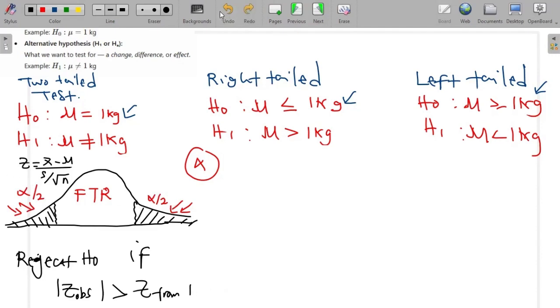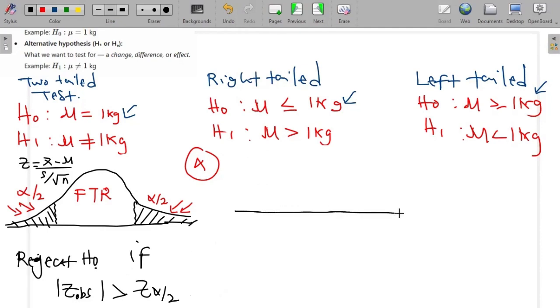So in short, sometimes we write it as Z alpha over 2. Okay, so if the modulus of the observed value that you calculate is greater than Z alpha over 2, then we're going to reject the null hypothesis. Okay, if it's not, then we're going to fail to reject. Okay, what about the right-tailed test?